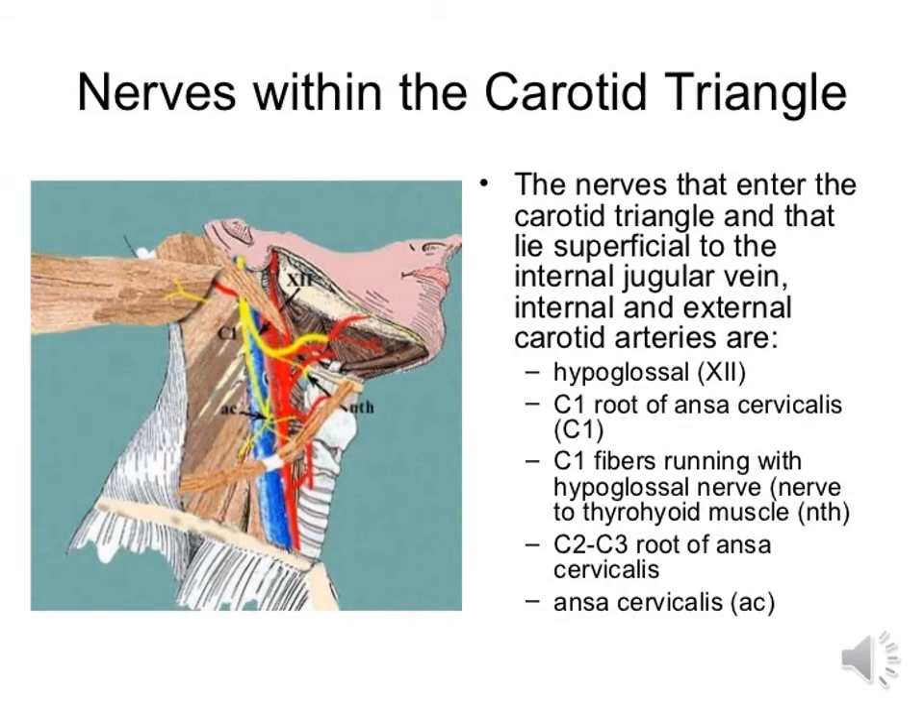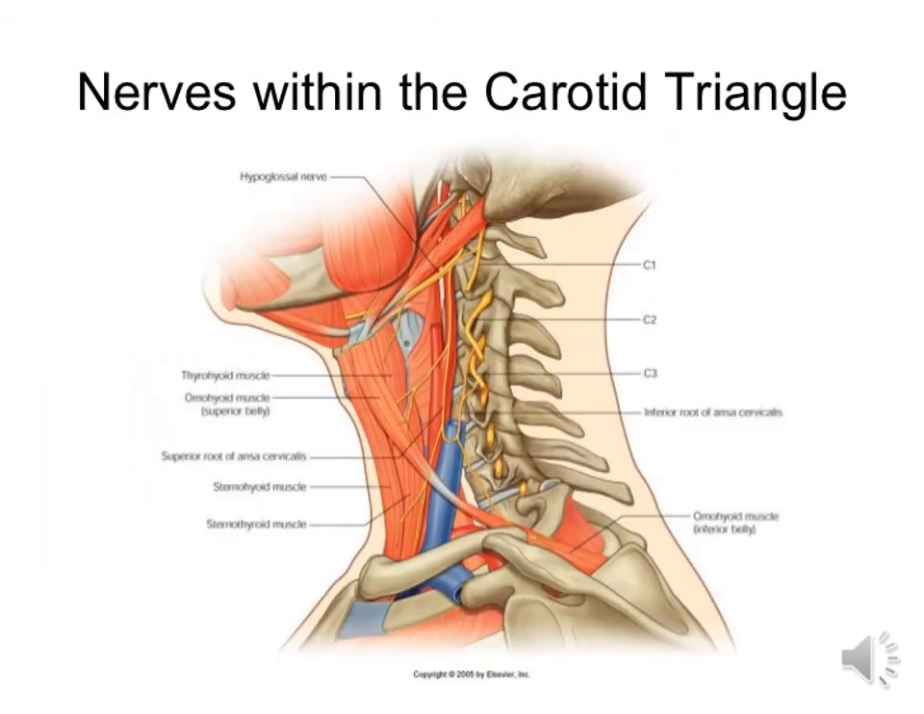The nerves within the carotid triangle: the nerves that enter the carotid triangle and lie superficial to the internal jugular vein and the internal and external carotid arteries are the hypoglossal nerve, the first cervical root of ansa cervicalis, the first cervical fiber running with the hypoglossal nerve to the thyrohyoid muscle, the cervical 2 and cervical 3 roots of ansa cervicalis, and the ansa cervicalis nerves. This figure shows all the nerves within the carotid triangle from C1, C2, C3, and the accessory and vagus nerves.